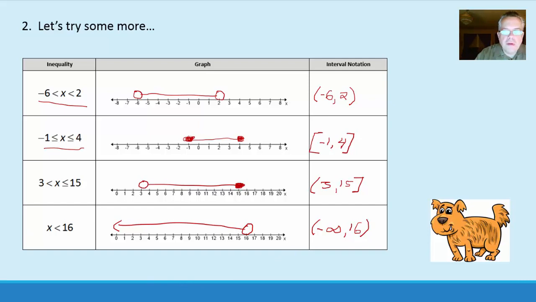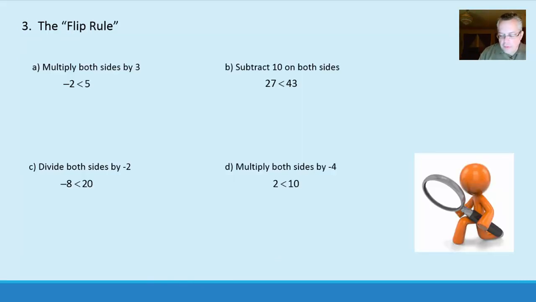Okay, I want to review something we talked about in class very quickly. That's the flip rule. So you got to know when you have to reverse the sign of an inequality. So the first one, we're going to multiply both sides of this inequality by 3. And we're going to see if we have to flip the inequality or not. So negative 2 times 3 is negative 6. 5 times 3 is 15. And I see that negative 6 is less than 15, so there was no flip here. The number on the left was smaller in the beginning, and it's smaller in the end.